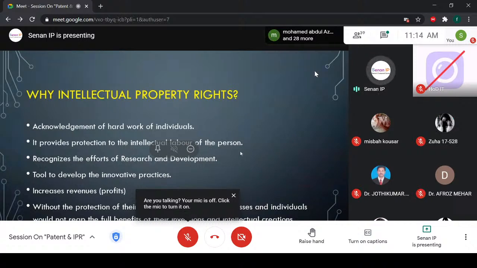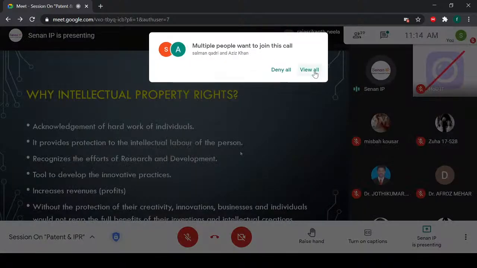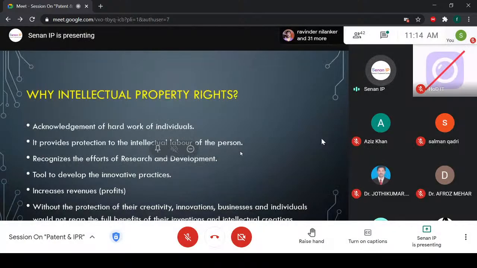Like a person working in a particular field for more than 5 or 10 years. How can he get the benefit of his labor and his work? By filing a patent application, an intellectual property application, he can get the benefit of his time and work.